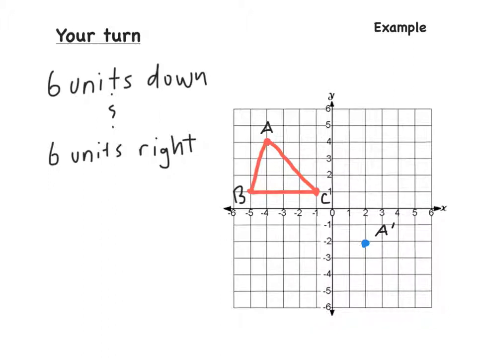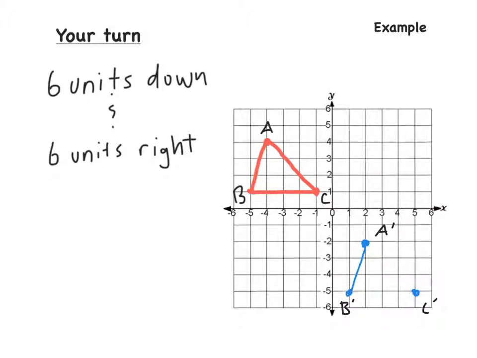Now we go with B, 6 units down, 1, 2, 3, 4, 5, 6. 6 units to the right, 1, 2, 3, 4, 5, 6. Mark that point. That is known as B prime. Now we go with C, 6 units down, 1, 2, 3, 4, 5, 6. To the right, 1, 2, 3, 4, 5, 6. Mark the point. C prime.